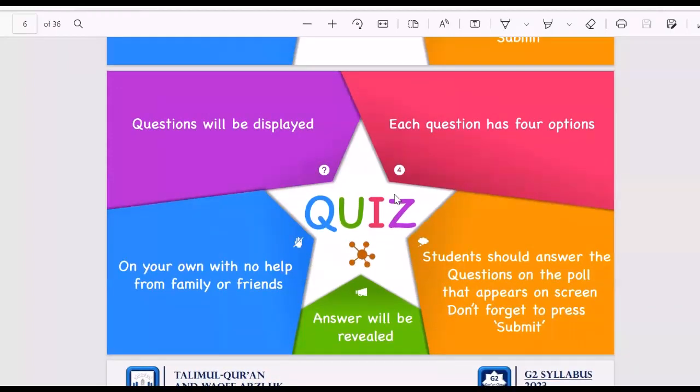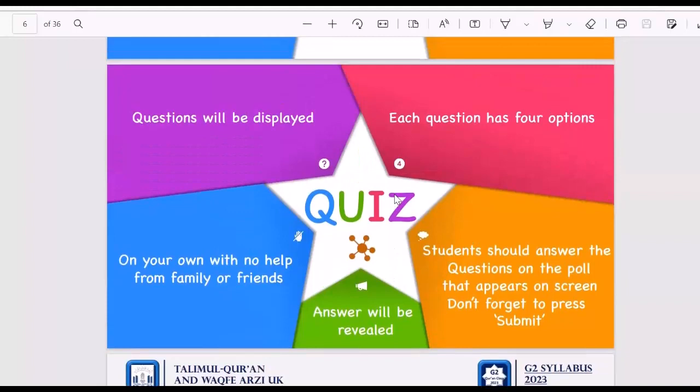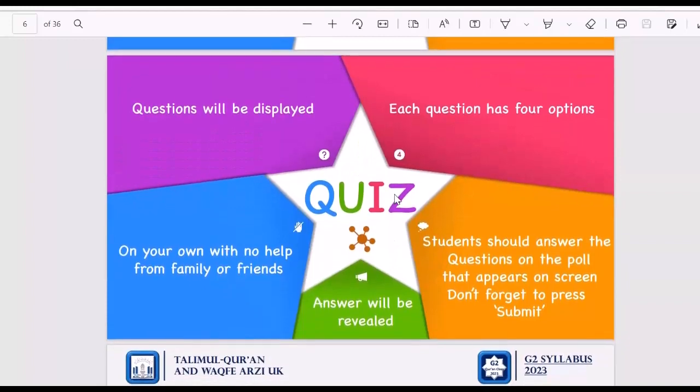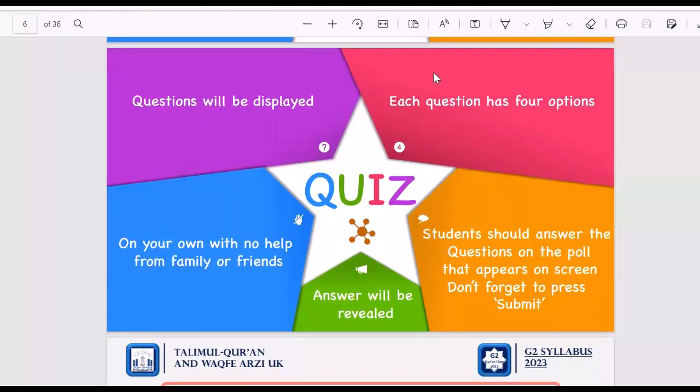So the questions will be displayed on the screen, and all the questions will have 4 options to choose from. Try and do the quiz by yourself. Please do not take help from family or friends. You need to answer the questions on the poll that will appear on your screen, and please don't forget to press submit after you've selected your answer. And once the poll closes, the answers will be revealed. So we're going to start the quiz now. Support teacher, are you ready? Yes.